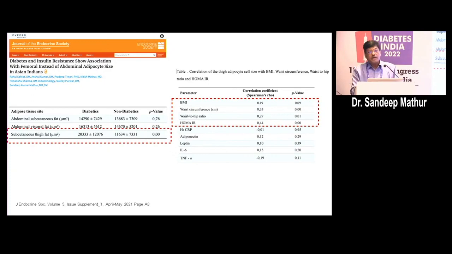Number two, it is the adipocyte size that correlated with not only your BMI, waist circumference, waist-to-hip ratio, and HOMA-IR; it correlated in the thigh. So, sir, what we presume is more abdominal fat is not about quantity, it is adipocyte size and poor adipogenesis that we measure. I am not discouraging the concept of waist circumference, because this reflects your adipocyte size.